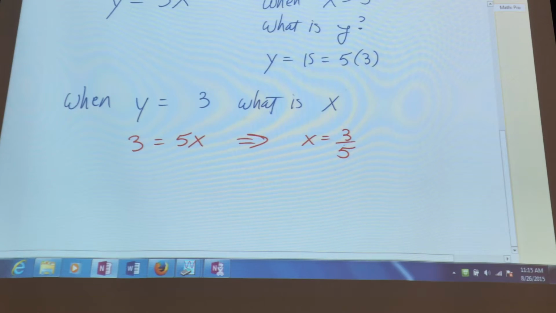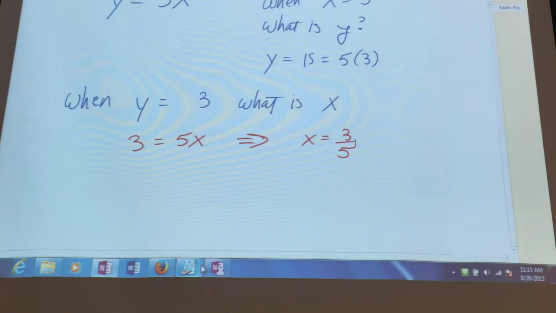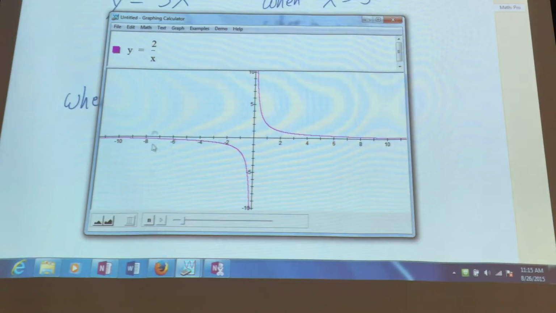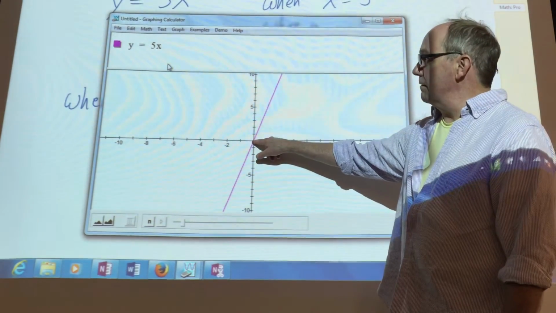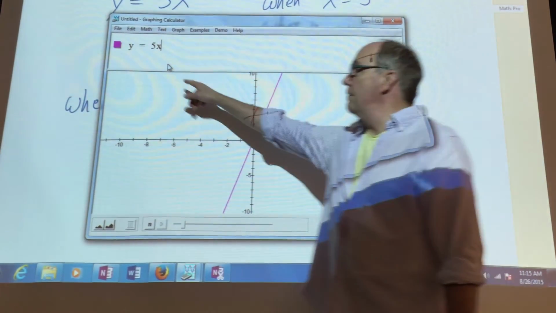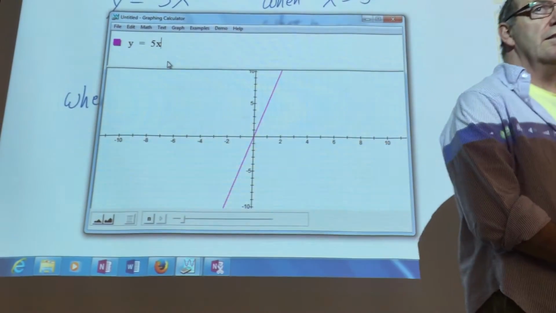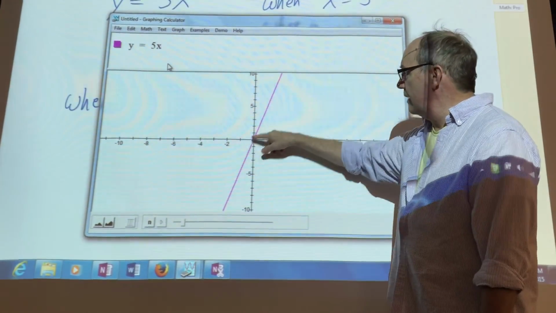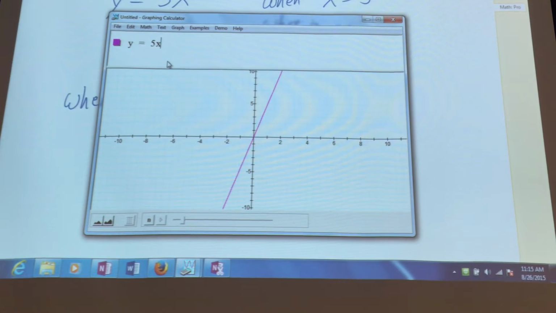All right, what does a graph of this function look like? A straight line. Let's see if we can graph it here. There you go. Straight line. It's also going through the origin here. So when y is equal to 5x, when x is 0, what is y? 0. So it goes through the origin, and that's just a straight line graph. Nothing very exciting there. All right.